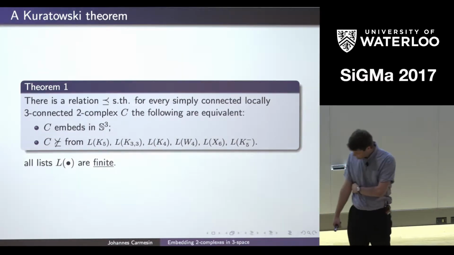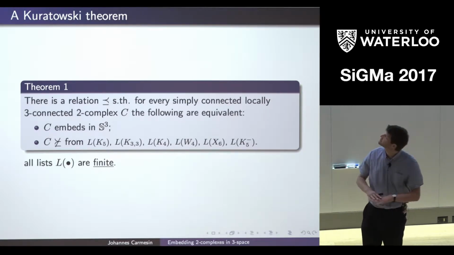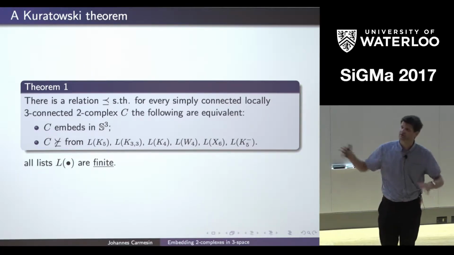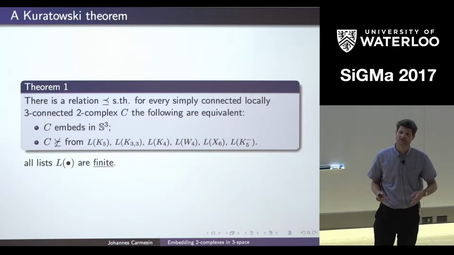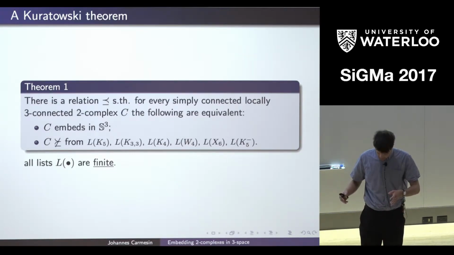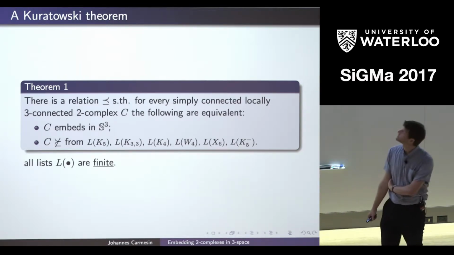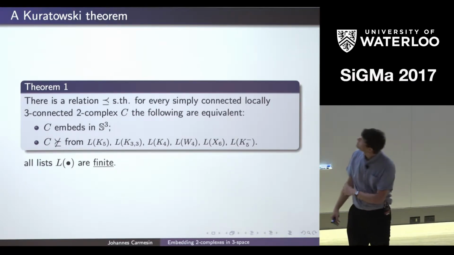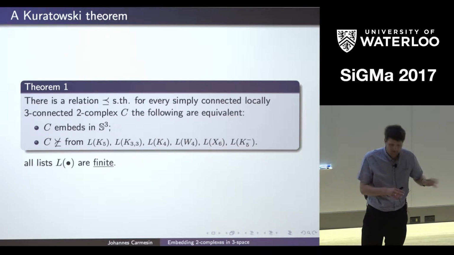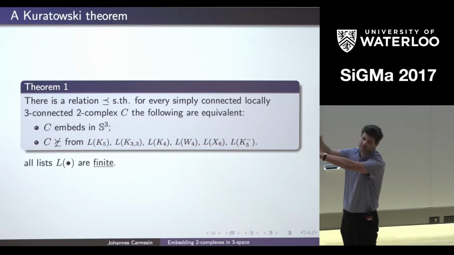Right. So I was able to prove an extension of Kuratowski's characterization, an analog of Kuratowski's characterization of planarity to 3-dimensional space. So more precisely, I found a minor relation on 2-complexes such that these minor operations preserve embeddability in 3-dimensional space, and such that the following is true. A simply connected, locally 3-connected 2-complex can be embedded into 3-dimensional space if and only if it doesn't have one of finitely many excluded minors.